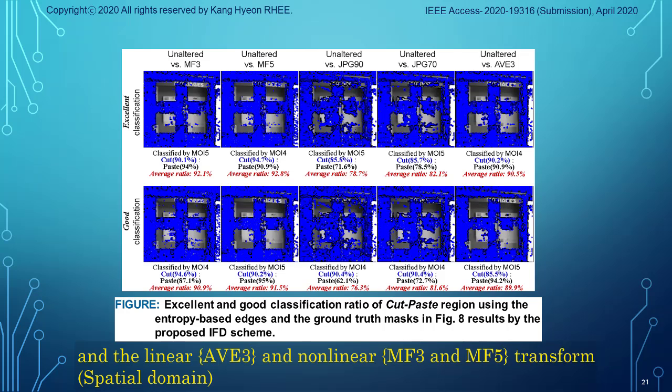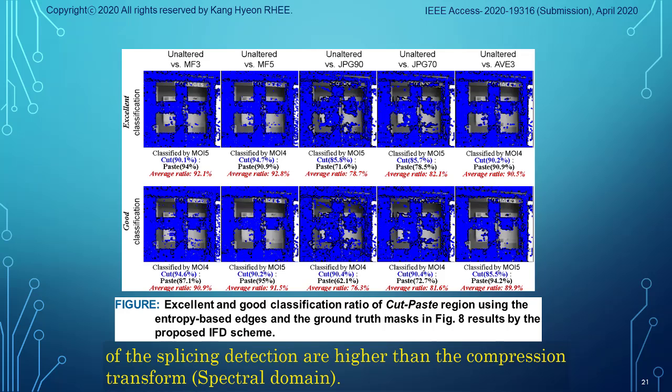The linear average filtering 3x3 and the nonlinear median filtering 3x3 and median filtering 5x5 transforms in the spatial domain are higher for splicing detection than the compression transform in the spectral domain.